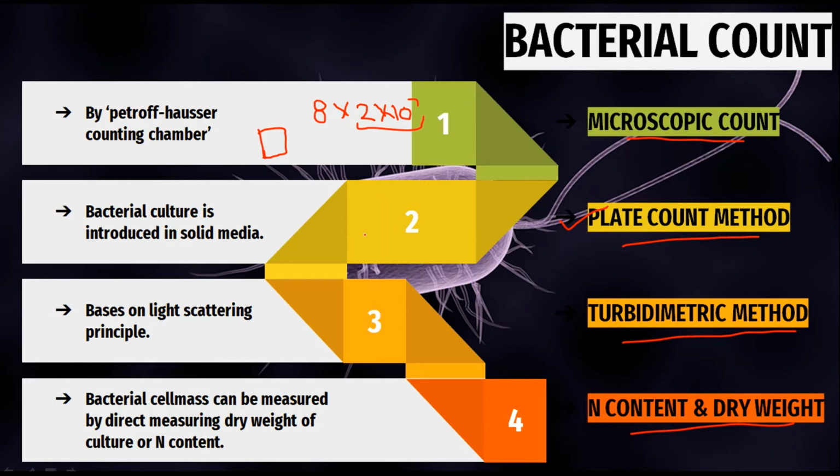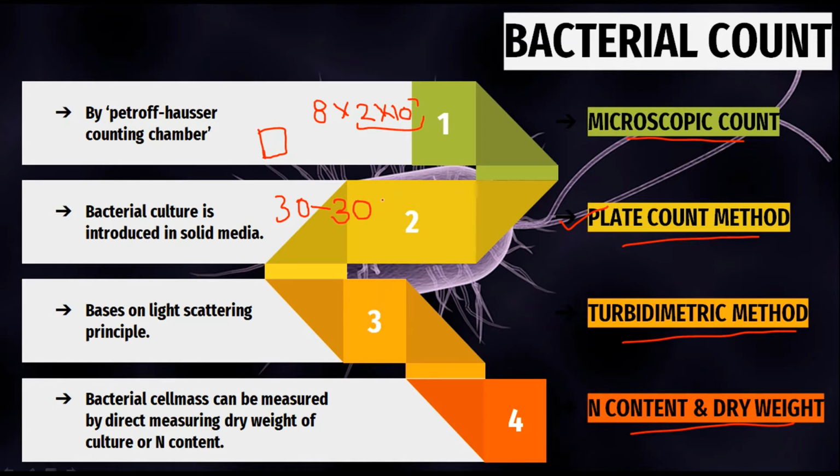Next we have the plate count method. In this, the bacterial culture is introduced in solid media. If more colonies are present, then serial dilution is applied. Understood? The plate count should be between 30 and 300, it is acceptable.